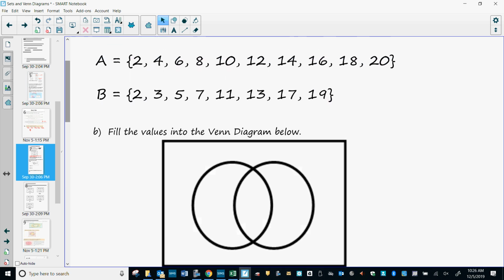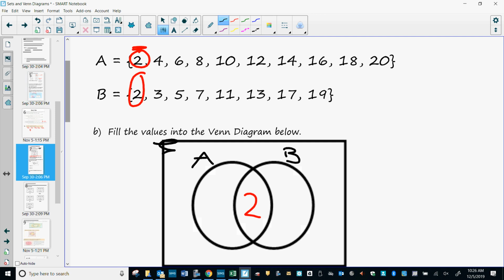What did we say we always start with? The ones that go in the middle. So, which numbers go in the middle? 2. Just the number 2. Can we just cross the middle? Okay, so the number 2 goes in the middle. I'm going to label my set A and set B. I'm going to have my universal set symbol somewhere, so I've written that just on the top there.